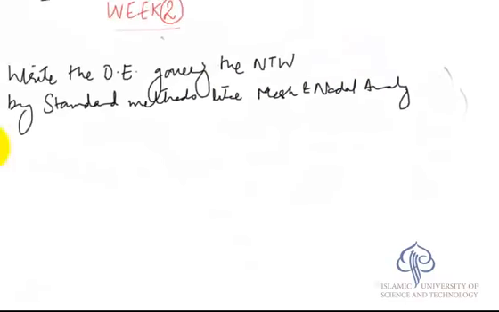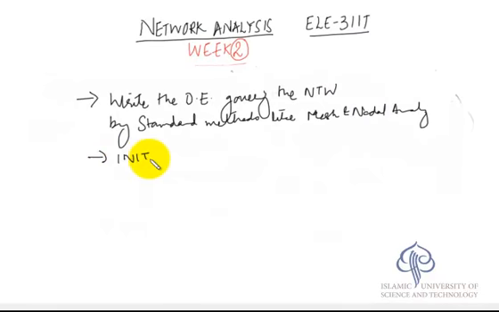Then the next step is we're going to find the initial conditions, which are conditions at t equal to 0 plus, by applying the properties of the inductor and the capacitor: in the inductor, the current does not change instantaneously, and in the capacitor, the voltage does not change instantaneously, if the source does not contain an impulse or its derivative.